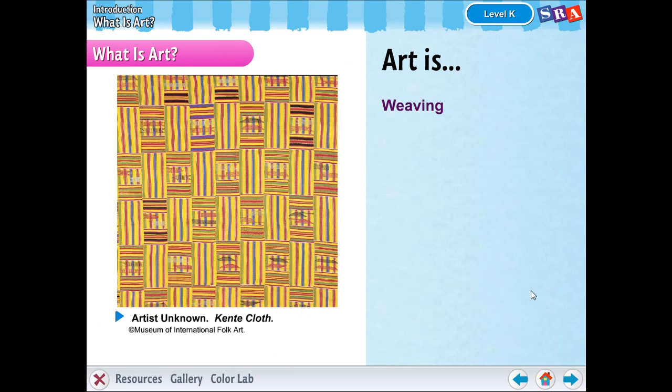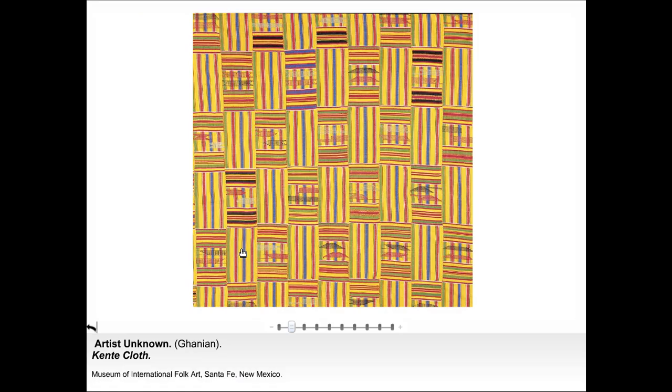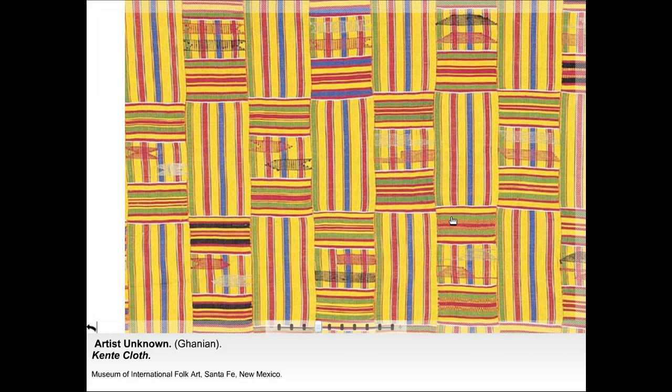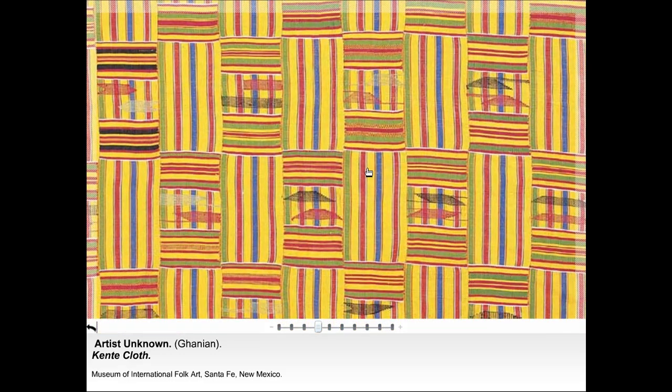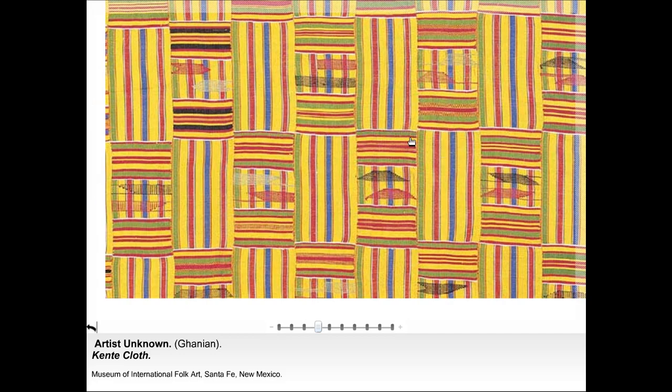So art is also pottery. Art is also weaving. You know that we did weaving last week. This is actually a kente cloth, and they don't know who the artist is, but this is from the country of Ghana, and you can find this in the International Folk Art in Santa Fe, New Mexico. When we learn how to weave, we're talking about going over, under, or up and down, up and down. And this is a traditional cloth that they have in Africa. It's an African cloth in Ghana.